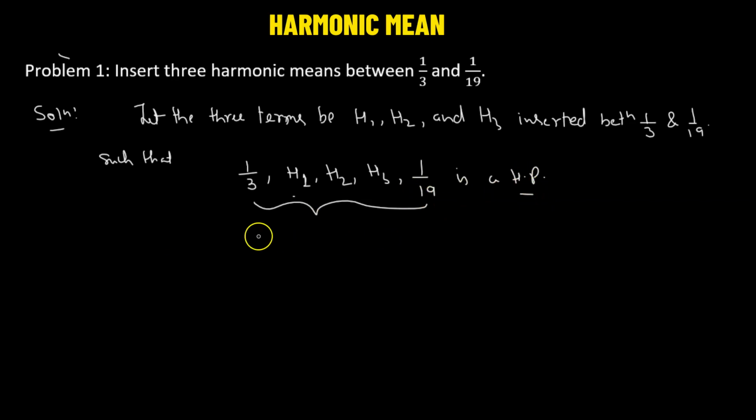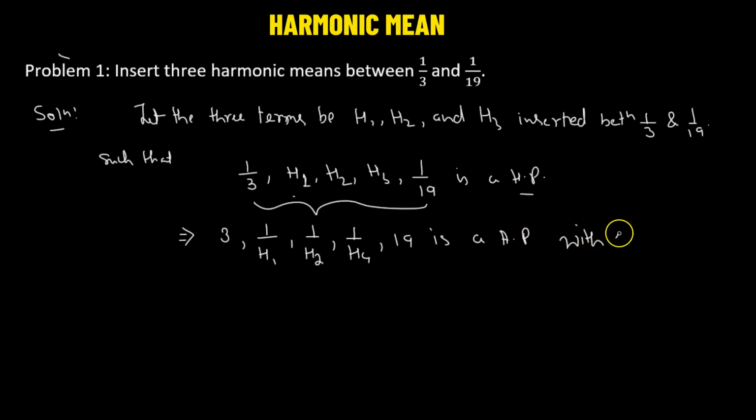If it is forming a harmonic progression, then immediately we can say that the reciprocal of each term is in arithmetic progression. The reciprocal of 1/3 will be 3, the reciprocal of the second term will be 1 over H1, then 1 over H2, then 1 over H3, and 19 is an arithmetic progression. Our first term a1 is 3, the last term, or nth term, is 19, and the total number of terms is 5: 1, 2, 3, 4, 5.